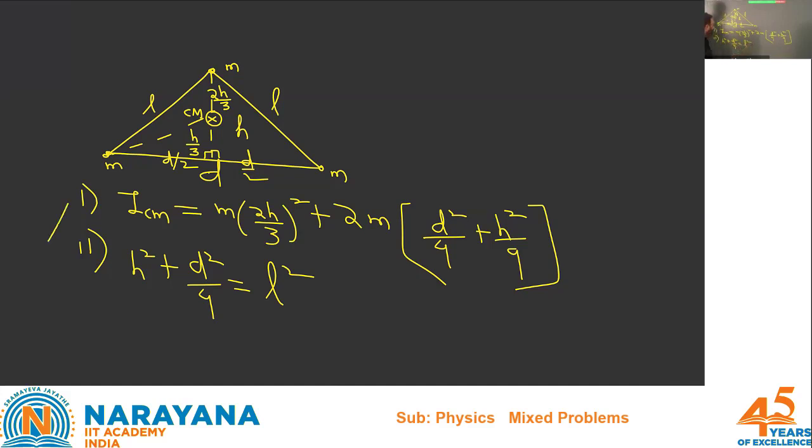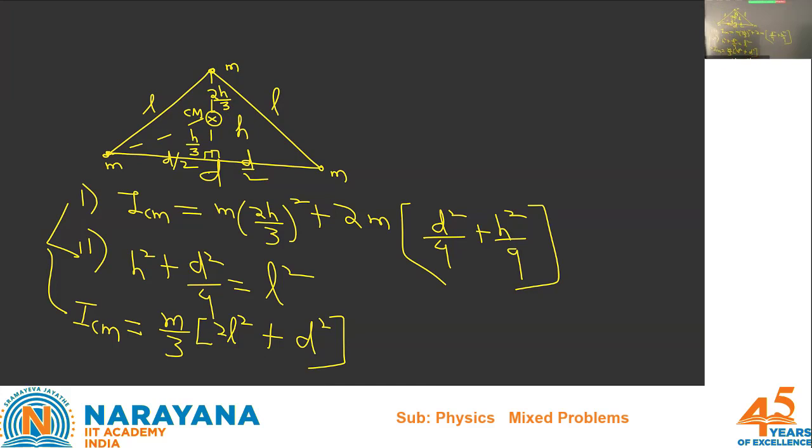Using these two equations, just try to write this complete expression of ICM in terms of M, L and D. I want to write it in terms of M, L, D. And that comes out as m by 3 times, we solve it, it is 2L square plus D square term is there.